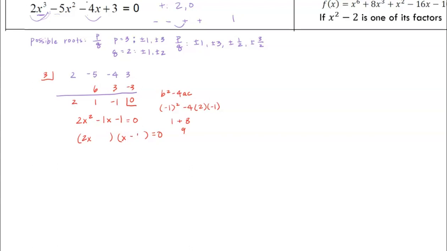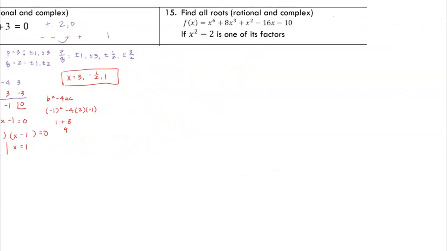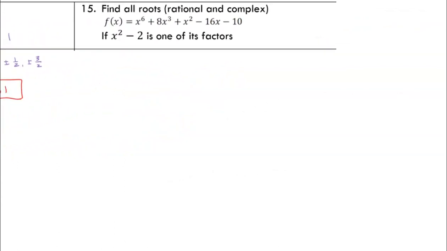So I have a negative 1 and a positive 1. Right? Negative 2. Yep. So that's going to give me x equals negative 1/2, x equals 1. So all my roots for this are x equals 3, -1/2, and 1. Was my Descartes rule of signs right? Did I have 2 positive roots and 1 negative? Yes, I sure did. Okay. Number 15. Good job, by the way, on number 14.